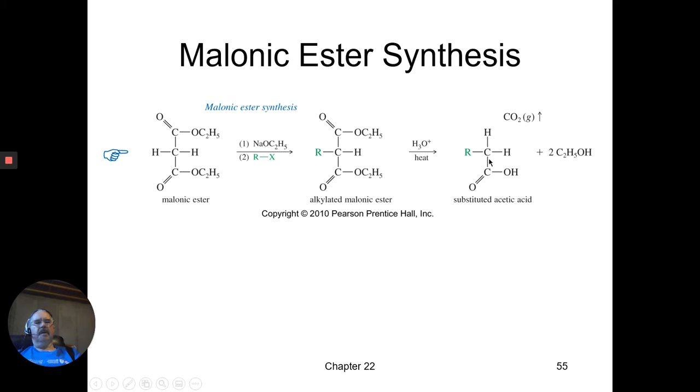Okay, something else that we can do is that we can hydrolyze both of these esters. Okay, we talked about hydrolysis in the previous chapter where we split an ester into an alcohol and a carboxylic acid. But what's unique about malonic acid and substituted malonic acids is that upon heating, one of the carboxylic acid groups gets lost as carbon dioxide. And so our final product is a substituted acetic acid.